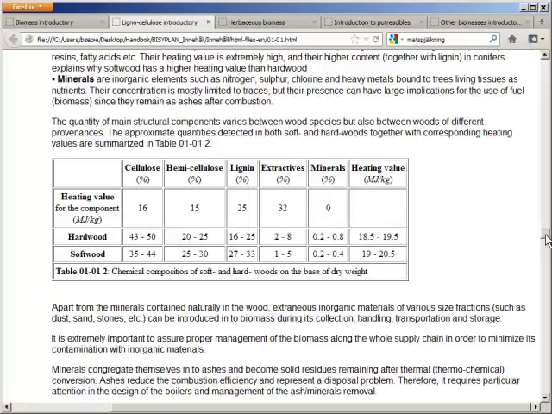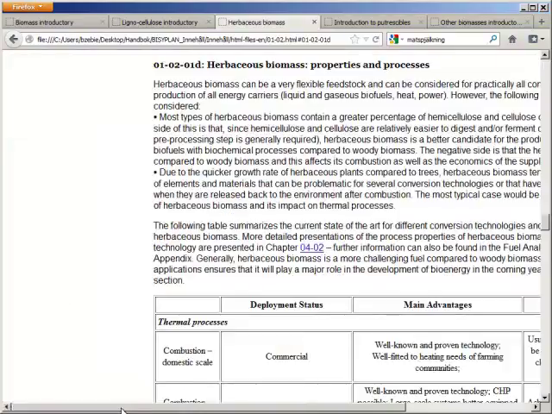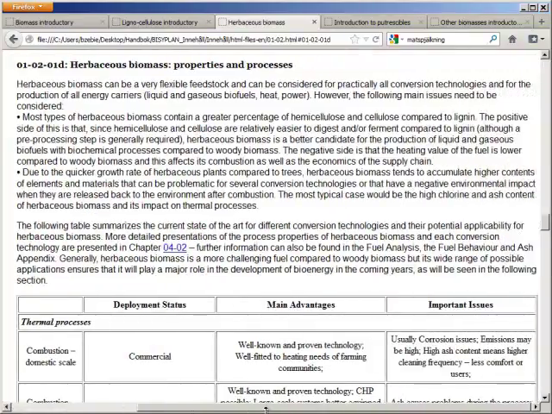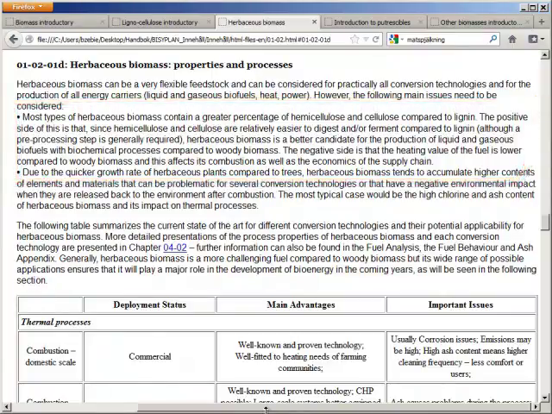If we now look at the properties of herbaceous biomass instead, then let's go down to properties and processes, and you will find that in herbaceous biomass you will have a higher percentage of hemicellulose and cellulose as compared to lignin. So there will be less lignin in herbaceous biomass. This is, of course, due to the fact that herbaceous plants are lower and less rigid than trees.